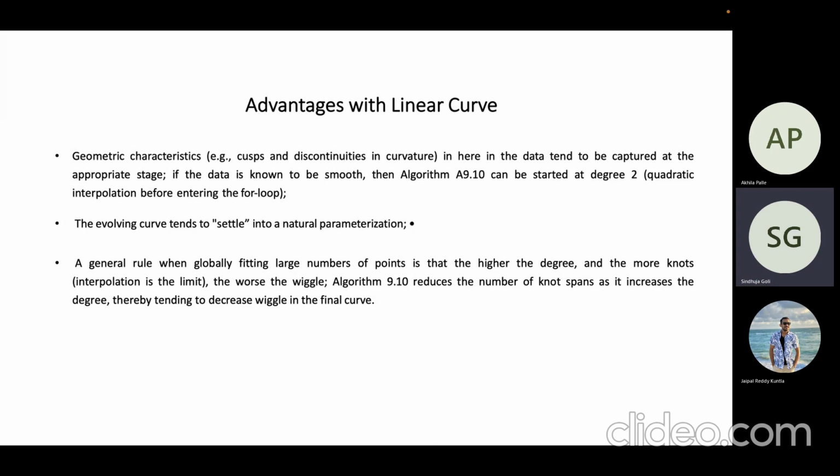Next, we have advantages of the algorithm. Geometric characteristics in the data tend to be captured at the appropriate stage. If the data is known to be smooth, then algorithm A9.10 can be started at degree 2, which is quadratic interpolation, before entering the for loop. The evolving curve tends to settle into a natural parameterization. A general rule when globally fitting a large number of points is that the higher the degree and the more knots, the worse the wiggle. Algorithm A9.10 reduces the number of knot spans as it increases the degree, thereby tending to decrease wiggle in the final curve.